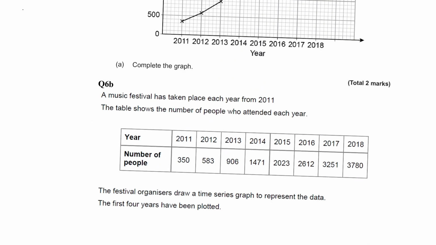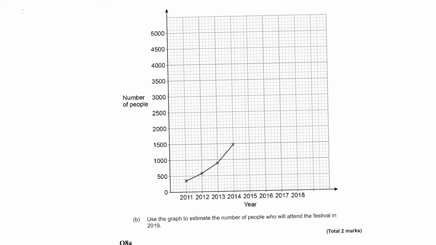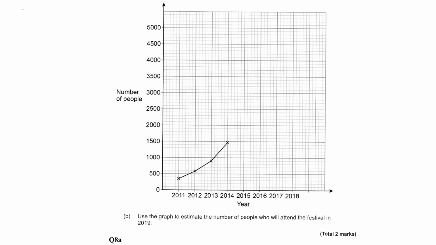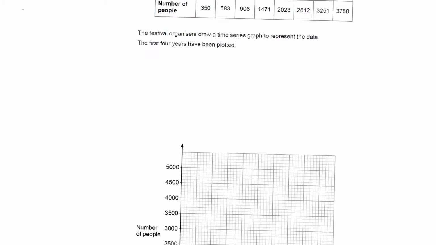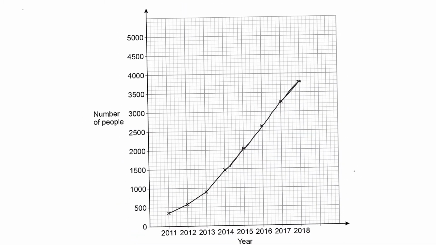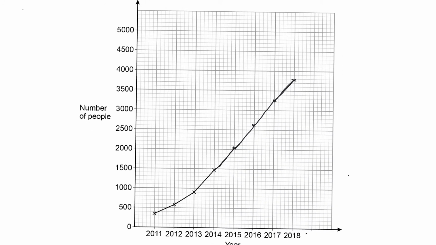So part B is again the same graph, but the only difference is they're going to ask a different question. Now they're saying use the graph to estimate the number of people that will attend the festival in 2019. I'm going to go back to this one because I've drawn on here, just to be able to draw twice. So if I make that nice and straight, then 2019 would be about here.